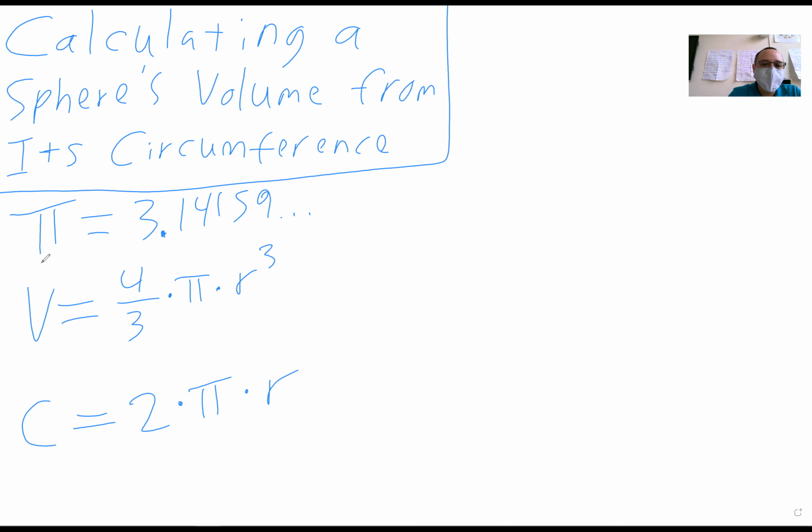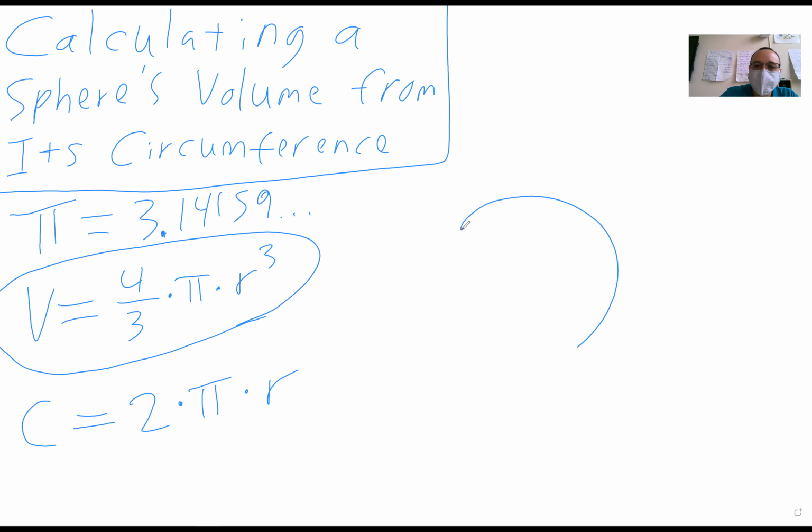Now, here's the formula for the volume of a sphere. The volume of a sphere is 4/3 times pi times the radius of the sphere to the power of 3. So what in the world's going on there?